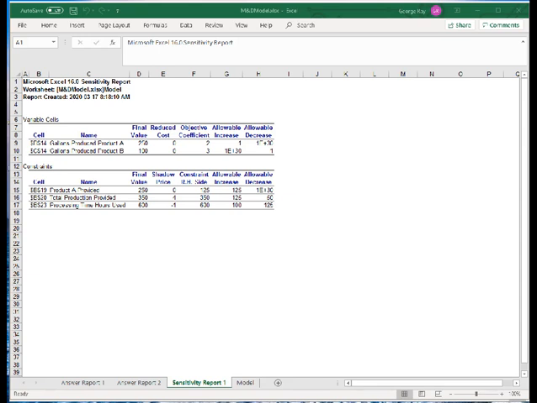And as I mentioned, you can change it from $2 to produce a can of A to $3 to produce a can of A. And then the allowable increase and decrease indicate the change of the objective function coefficient for which the current optimal solution remains valid.